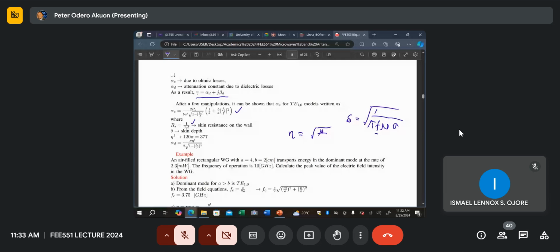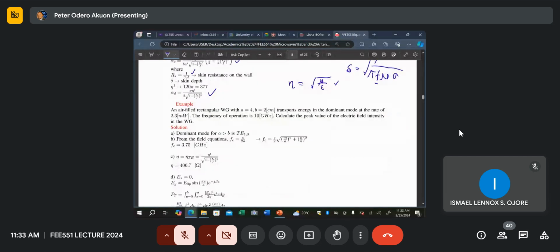But for the dielectric, the attenuation constant is given by that. So probably you may master it by an example. Let me change to the other device.